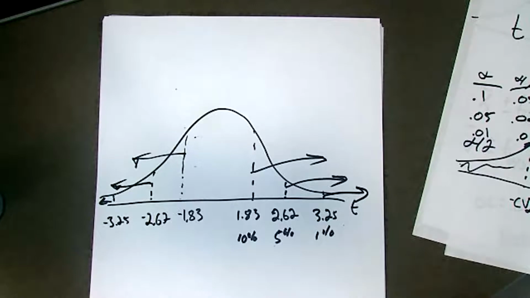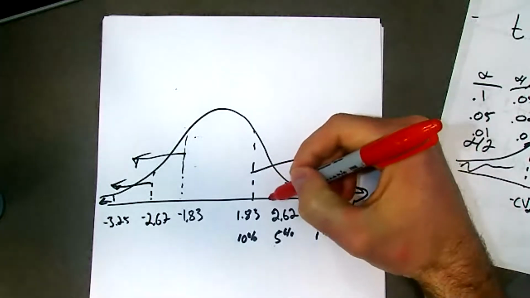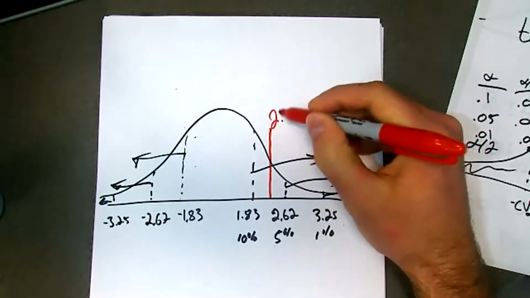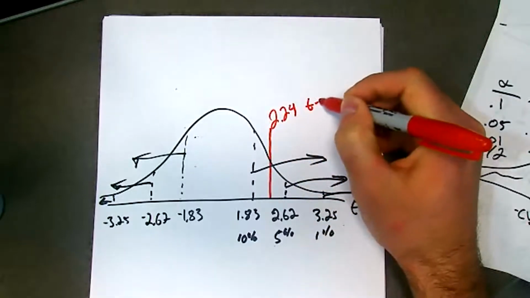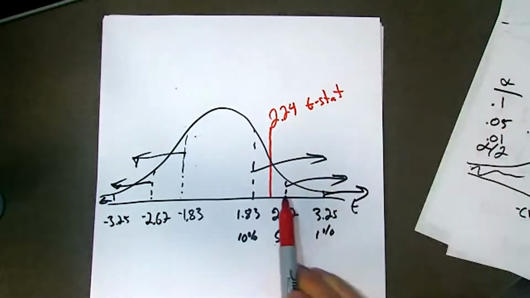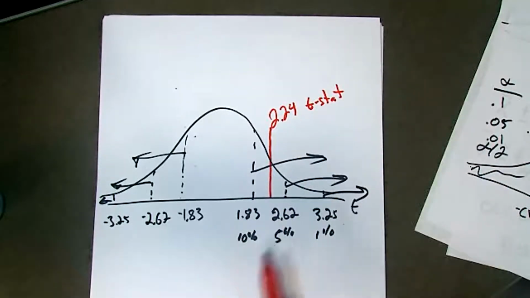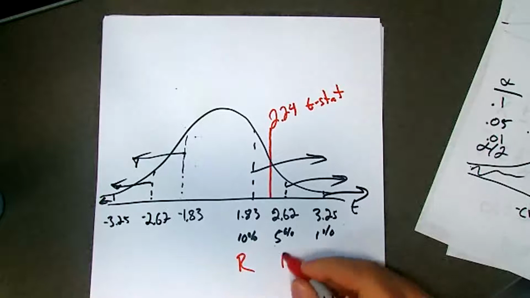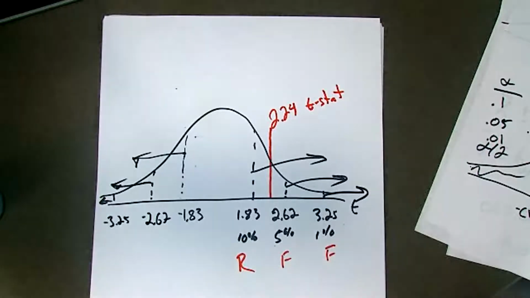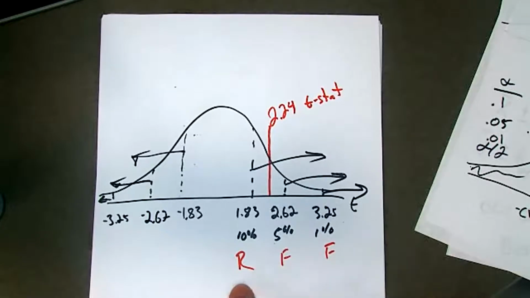Now it's just a matter of where does our test statistic fall? If I remember right, it was 2.24. So if we had a test statistic of 2.24, that's only going to be in the rejection region at the 10% level, but not in the 5 or the 1% level. So we would fail to reject at the 5 and 1% significance level and only reject at the 10% significance level in this example. Okay? Any questions on that?